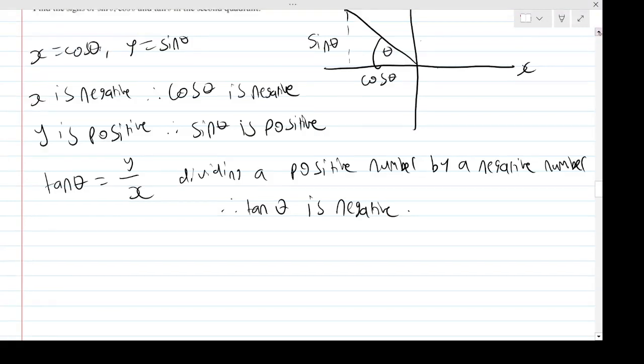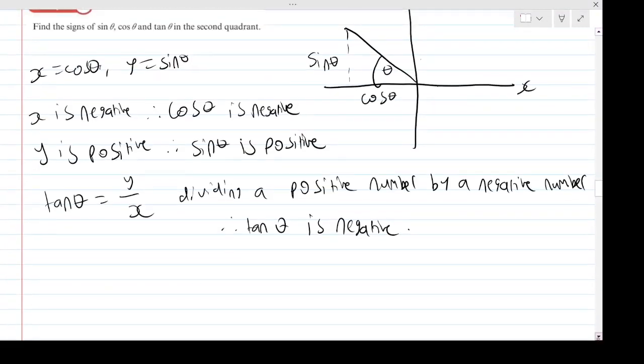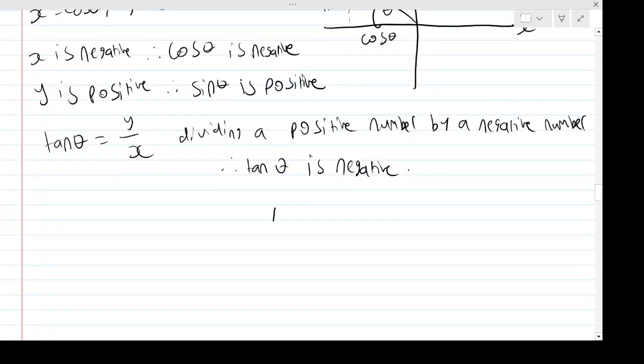We can do the same for the other quadrants as well, if I draw another graph. So as we discussed here, if our angle is in the second quadrant, then we get positive sine only. So I'm going to say sine there for positive. I'm just going to label only the positive values.